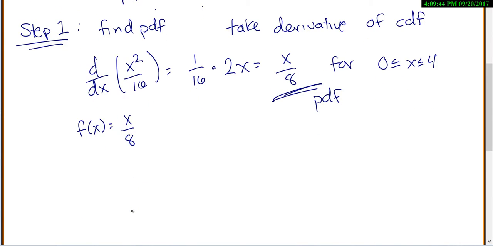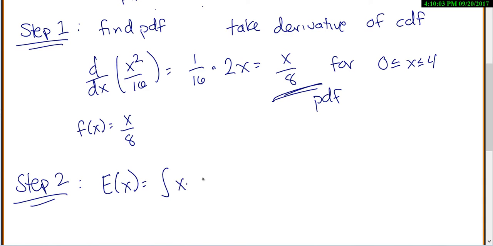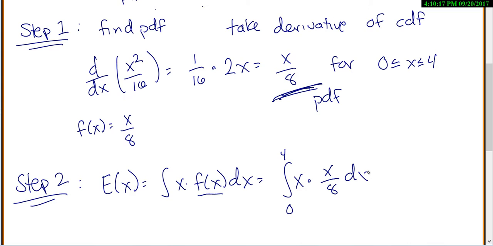Now that we found the PDF, we can find the expected value. Sometimes you're given the PDF and then you get to skip step 1. But sometimes you're given the CDF, and so before you can find expected value, you have to take a side step and find the PDF. But we found it, so now let's find our expected value, which is the integral of x times f of x dx. In our case, we only care about x's from 0 to 4, so those are our limits, of x times x over 8 dx.